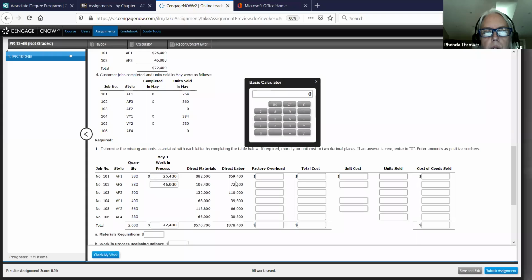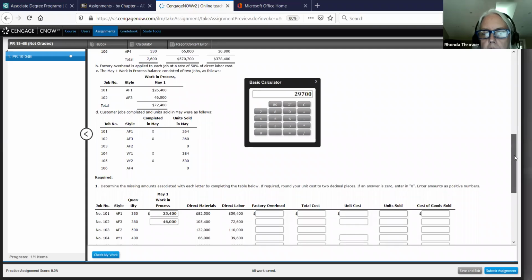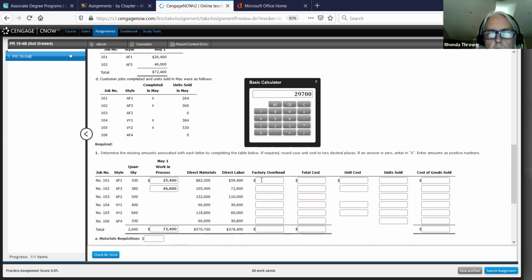the direct labor, and we're going to start with job number 101, 59,400. And you're going to multiply this direct labor by the predetermined factory overhead rate, which was also given to you at 50% in part B here. Do you see where that says 50%? We would multiply the direct labor times 50%, and that will give us the applied amount of factory overhead. So my factory overhead is going to be applied or estimated at $29,700 for this job.